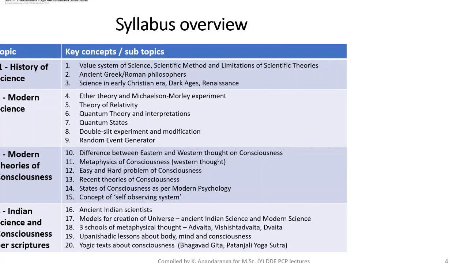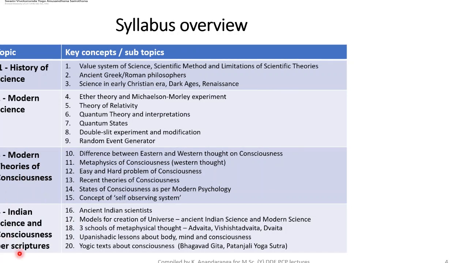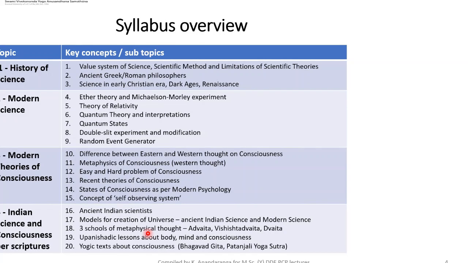Let's look at our syllabus for this specific course, broken down into 4 blocks. The first block is the history of science. The second block is on modern science. The third block is a peek into the theories of consciousness, specifically the modern theories of consciousness. The last block, we would spend some time on the Indian perspective: Indian science, Indian metaphysical thought, and some specific mentions of consciousness related concepts gleaned from Upanishads and our yogic texts.